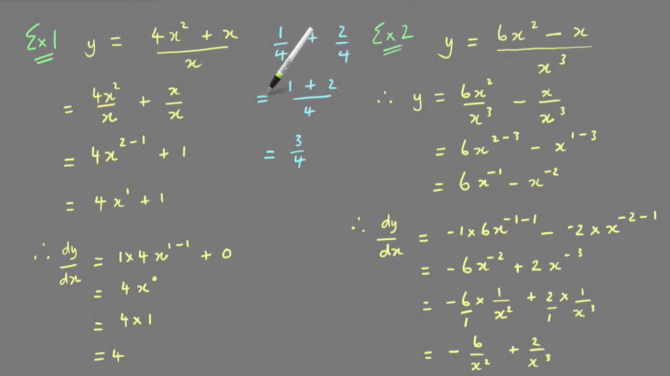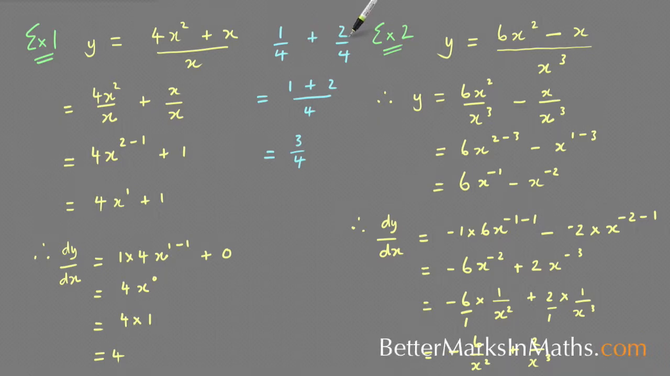Welcome to this lesson on how to differentiate an algebraic expression like this one here, y equals 4x squared plus x, all over x. The first step is to split this into two fractions, and you get the first term over the denominator plus the second term over the denominator, as I've done here in this second step. So 4x squared over x plus x over x. And a simple example will explain why you can do this.